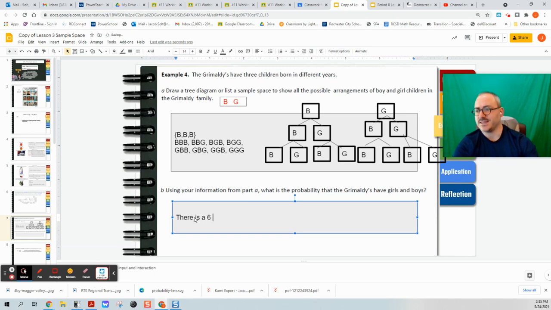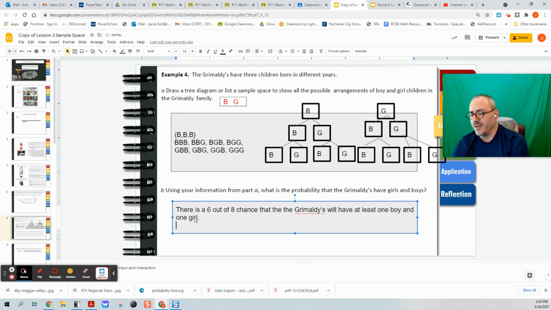There is a 6 out of 8 chance that the Grimaldis will have at least one boy and one girl. All right, there's a 6 out of 8 chance. What about that? How do we put that into a percentage? Maybe pause the video here. Think about how you put that in a percentage.